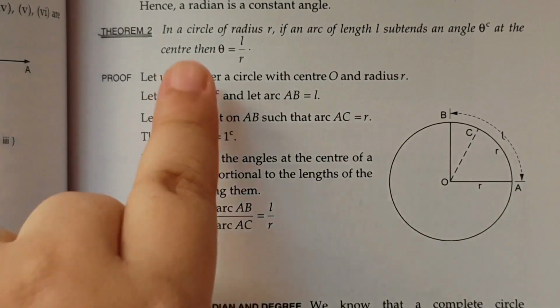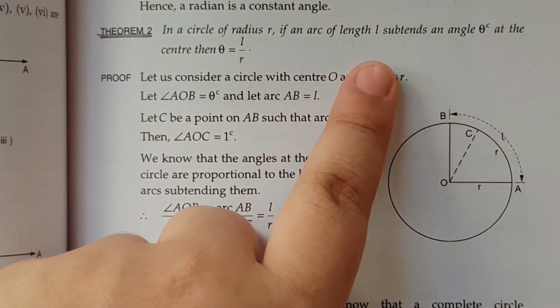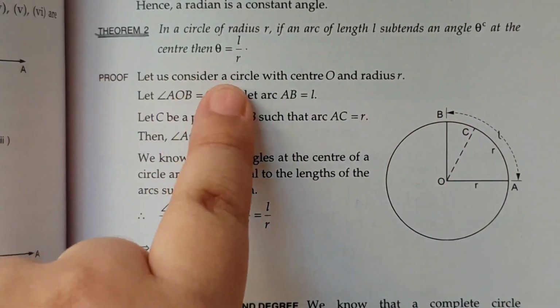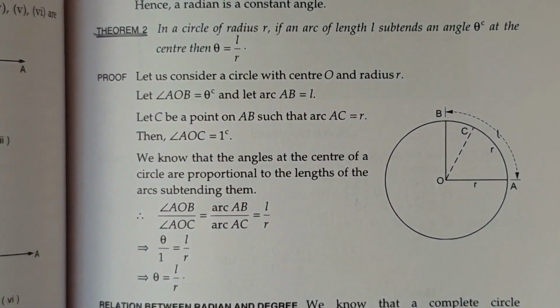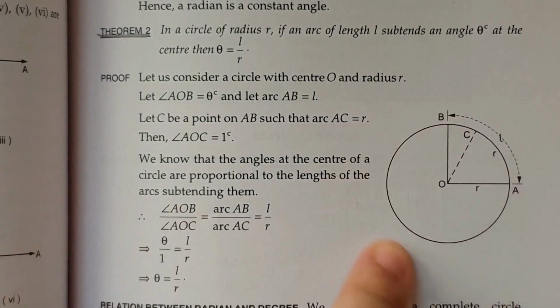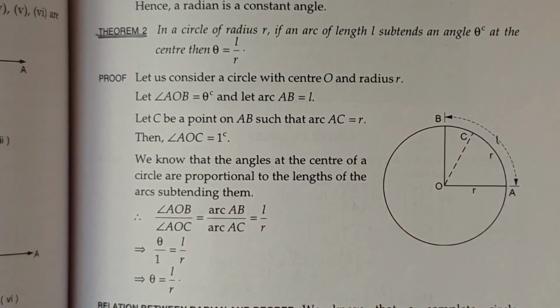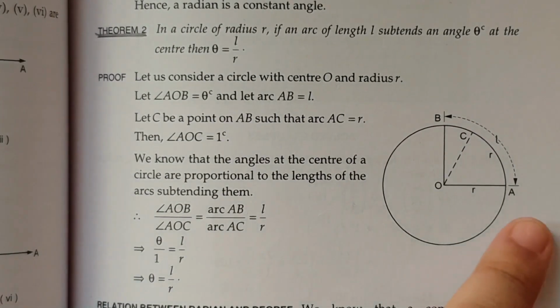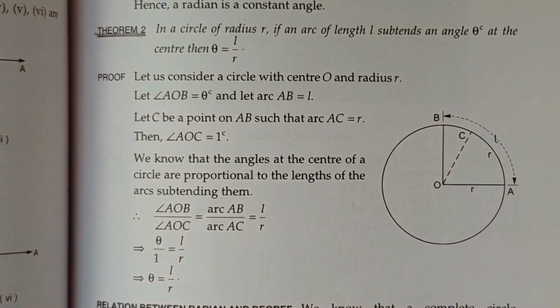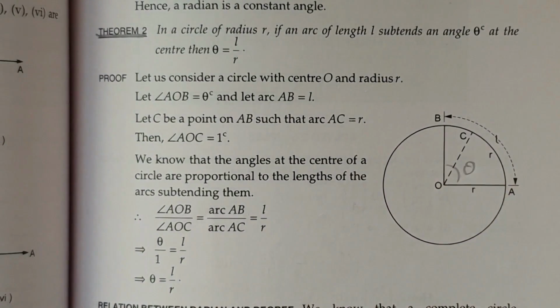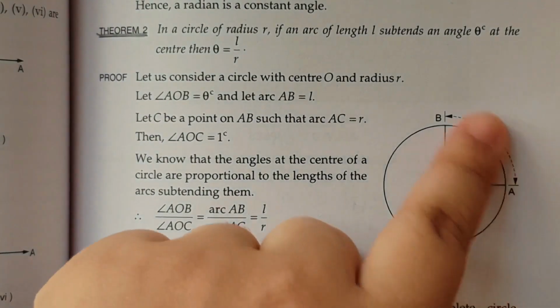Here they have given, in a circle of radius r, if an arc of length L subtends an angle theta at the center, then theta is equal to L by r. Now what this basically means is, let's consider a circle with center O, as you can see, and radius r. Now let angle AOB be equal to theta. So this angle, let it be theta. And let arc AB be L.